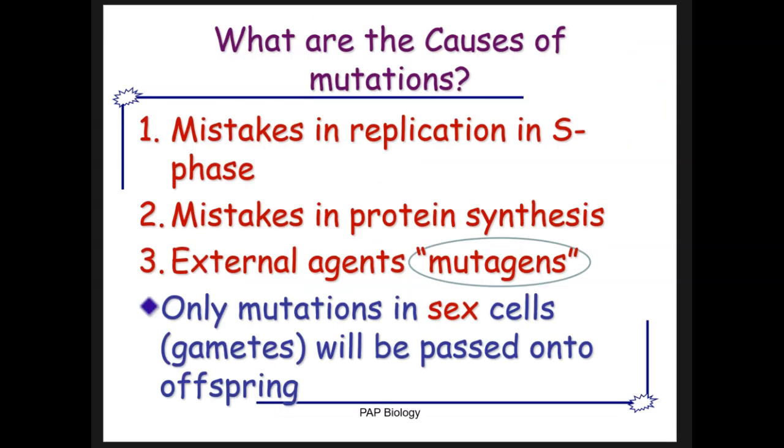What are the causes of mutations? Well, mutations naturally occur over time, which is the underlying cause of evolution. As we can see, evolution is a very slow process with a net benefit to an organism. But some environmental factors may influence or induce additional mutations. These induced mutations often lead to harmful diseases such as cancer. So causes might be mistakes in replication in the S phase, mistakes in protein synthesis, or external agents we call mutagens.